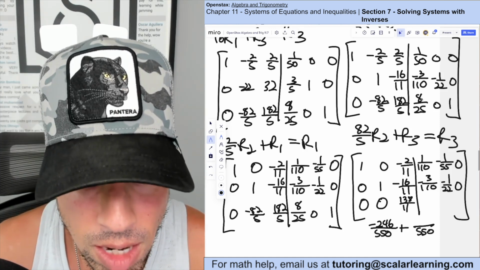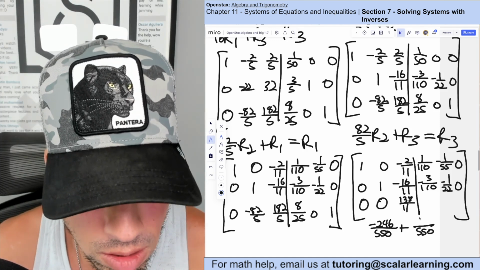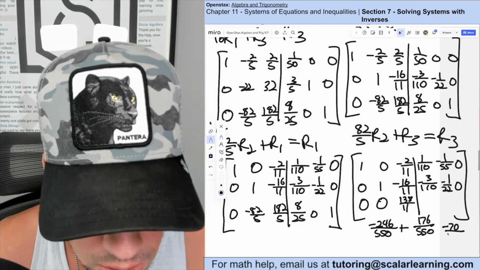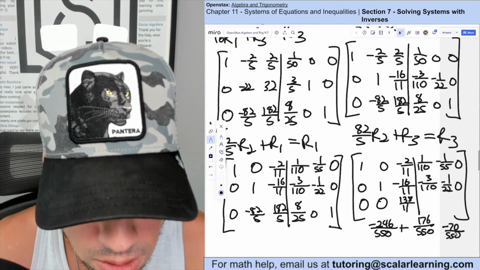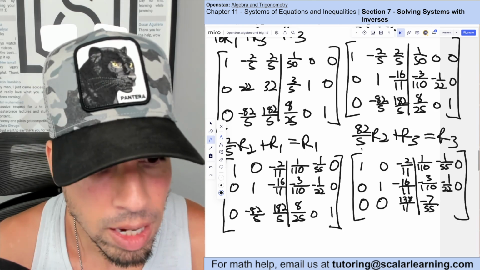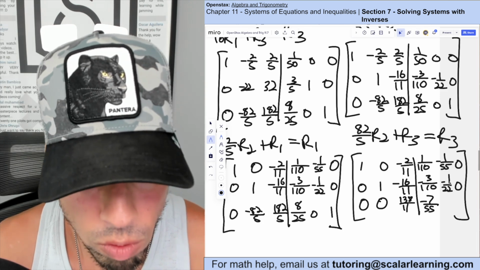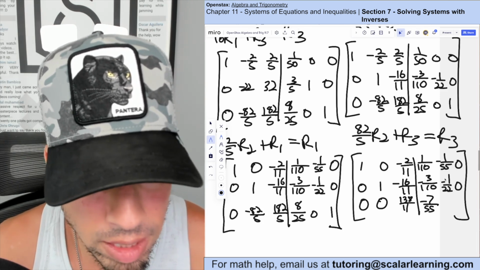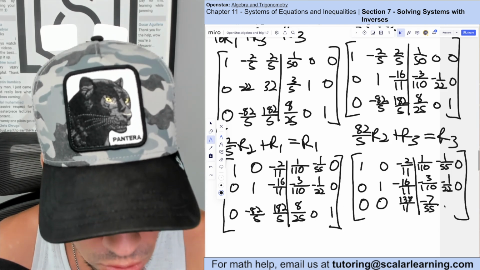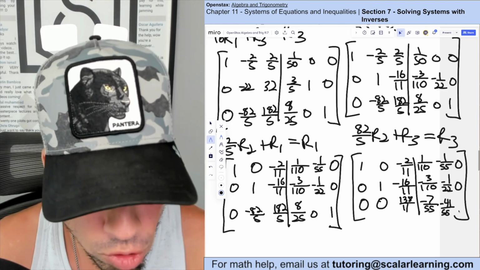I get 550 on top. 22 times 8 is 160 plus 16 is 176. That gives negative 70 over 550. Divided both by 10, we get negative 7 over 55. Then we got 82 over 5 times negative 1 over 22. That's negative 82 over 110, or negative 41 over 55 plus 0 is just that. And then this times 0 is 0 plus 1 is 1.